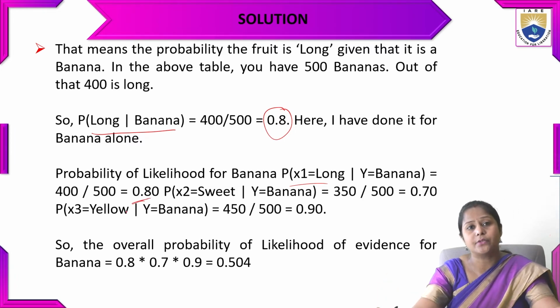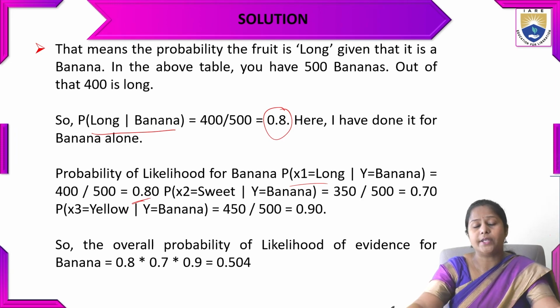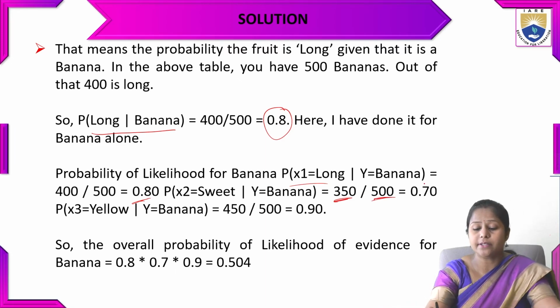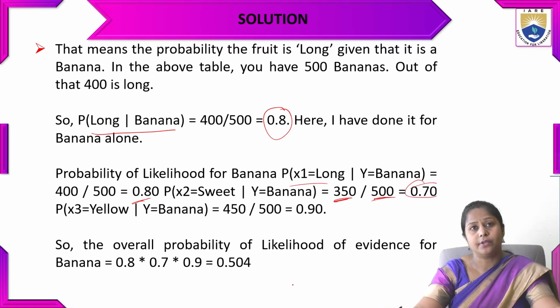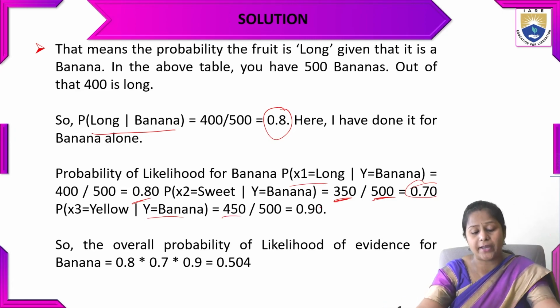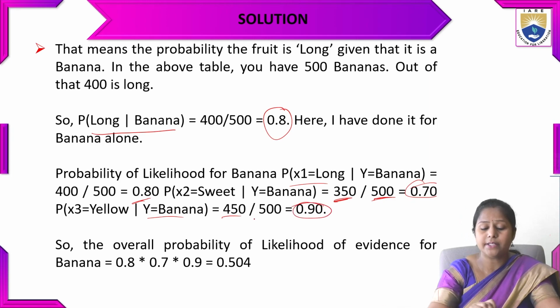Now for P(x2 = sweet | y = banana), the value is 350 divided by 500. That came out as 0.70. That is actually for the numerator. Again for the x3 value, that is yellow, P(x3 = yellow | y = banana) is equal to 450 by 500. So the value came out as 0.90.